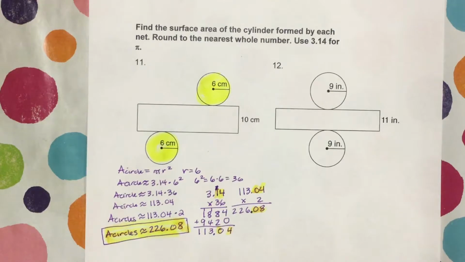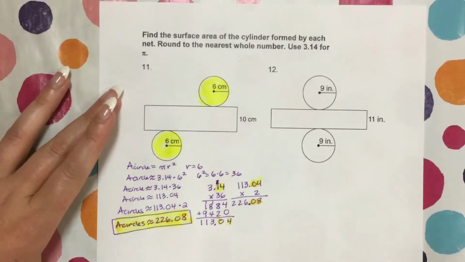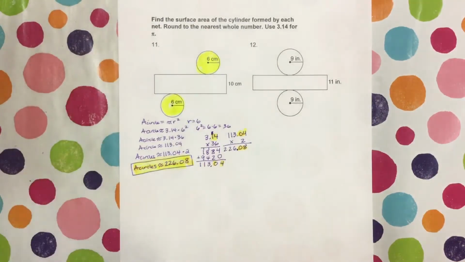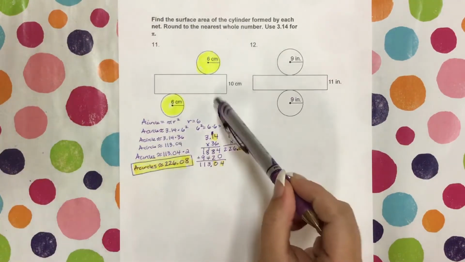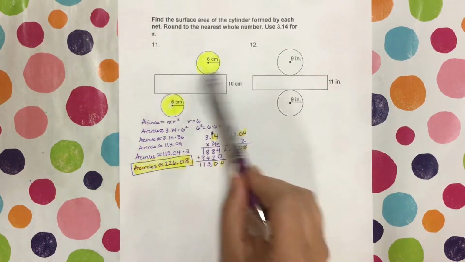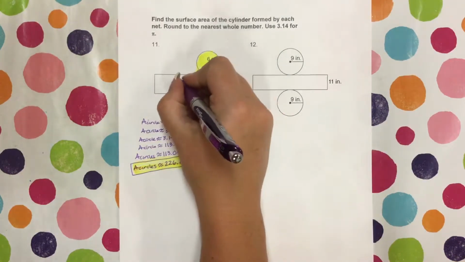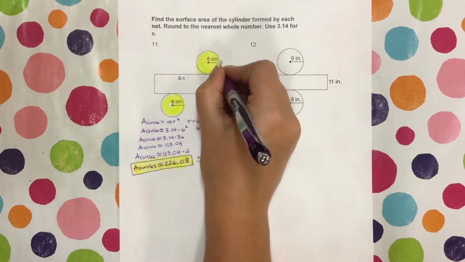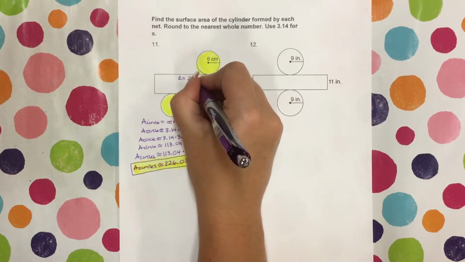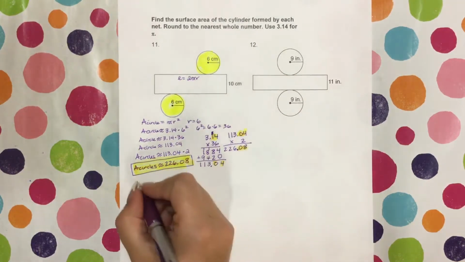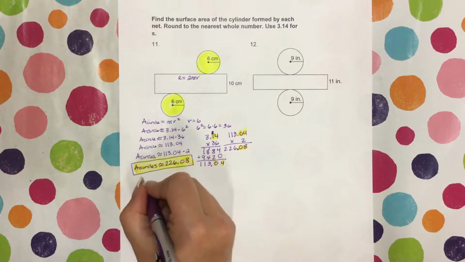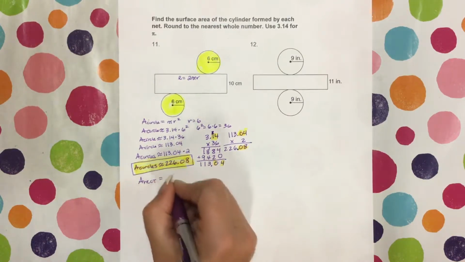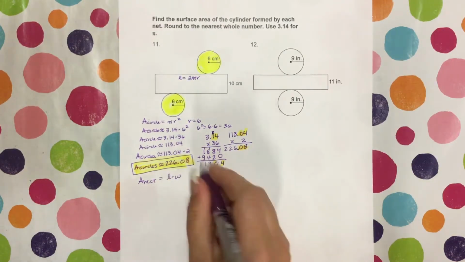Perfect. So now it's on to finding the area of the rectangle. Okay, so we know that we have our width here and our length here. Our length is going to be the same thing as the circumference, which is 2 pi r. So the area of the rectangle is going to equal length times width.